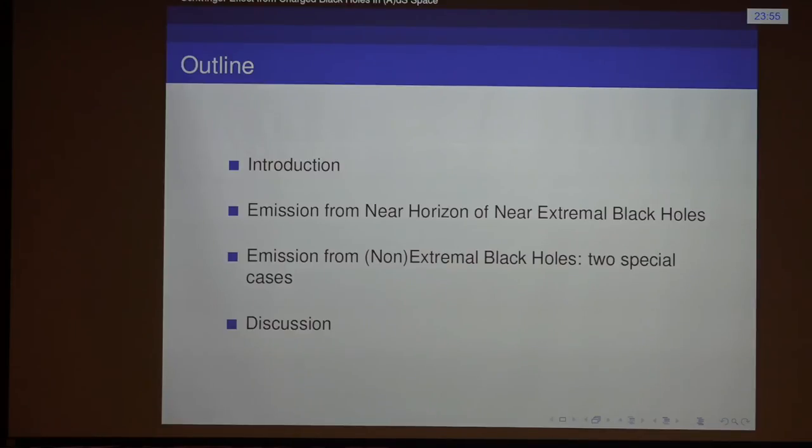But this of course is only workable for the particular near extreme case. For the non extreme case, there are some special cases where we can find some exact solution, and I will find time to give just a few brief remarks about this, and then give a discussion.